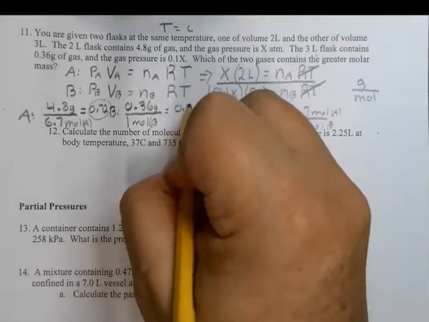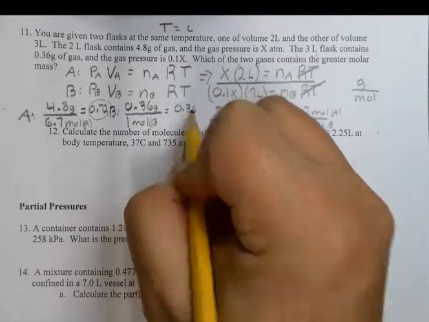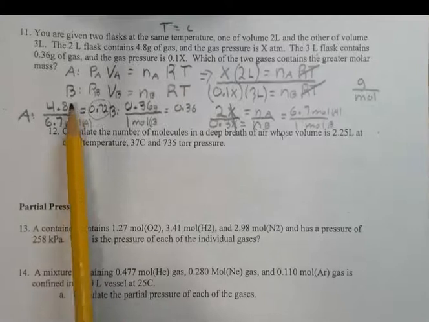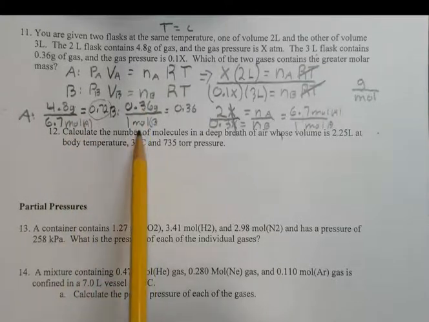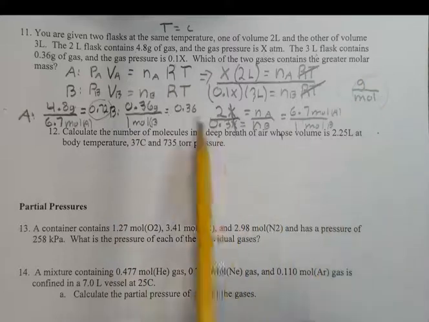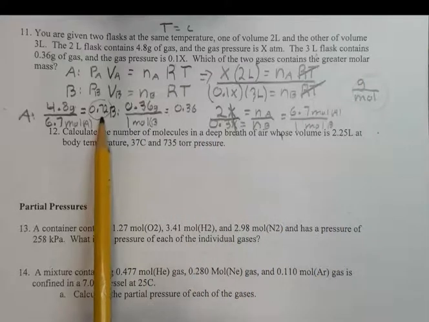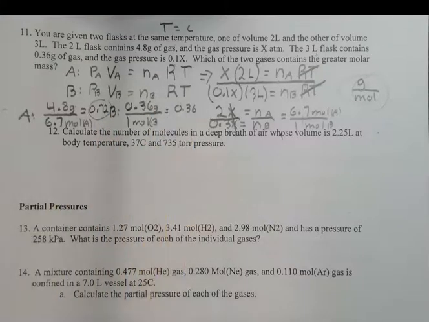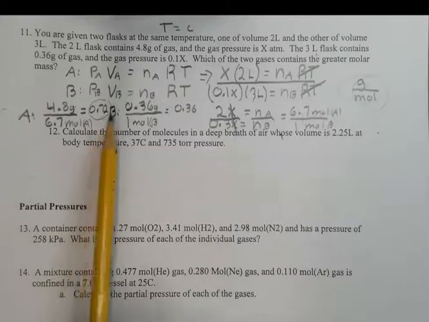So all we have is a ratio of the molar mass, at least. That's grams per mole of A and grams per mole of B. That is the definition of molar mass. We said that over here. So we find that the molar mass of A is twice. 0.72 is twice 0.36. So the molar mass of A is twice the molar mass of B.